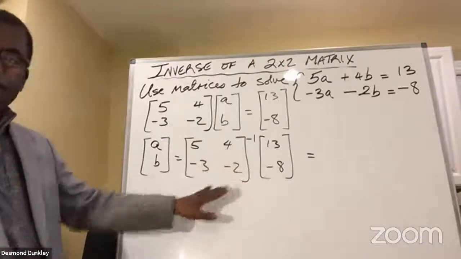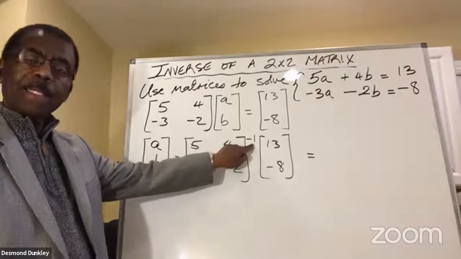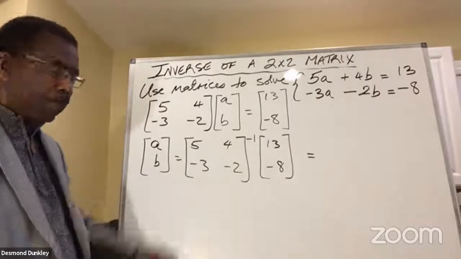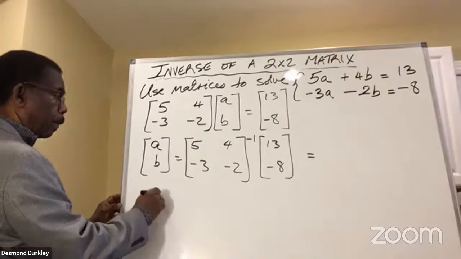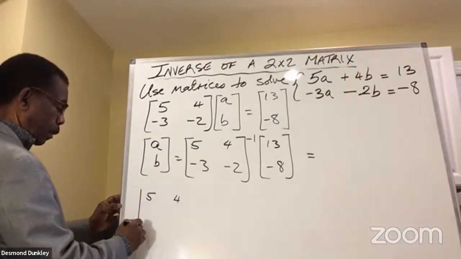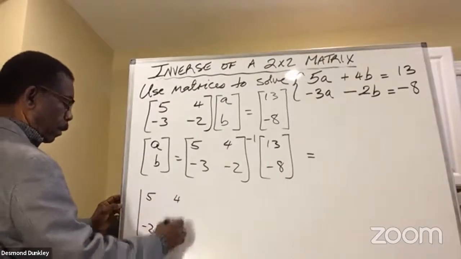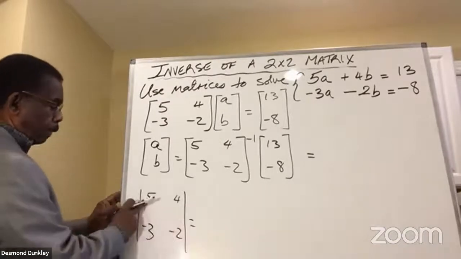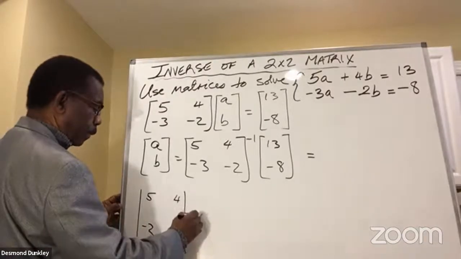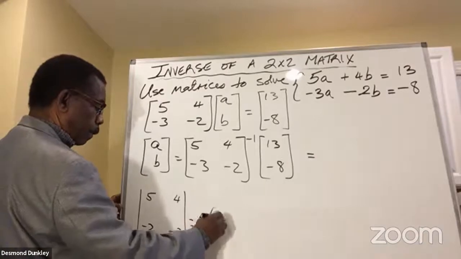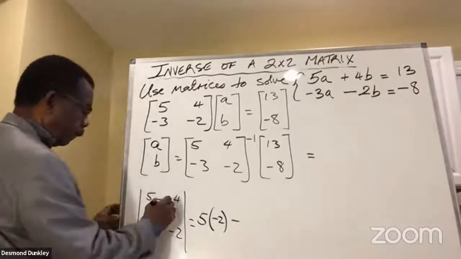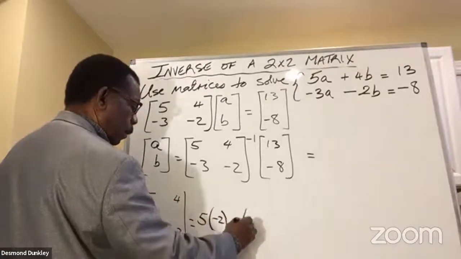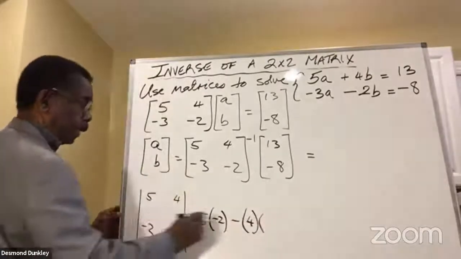What do we do as our first step? First step is to find the determinant of this 2 by 2. So we go, 5 times negative 2 minus 4 times negative 3.